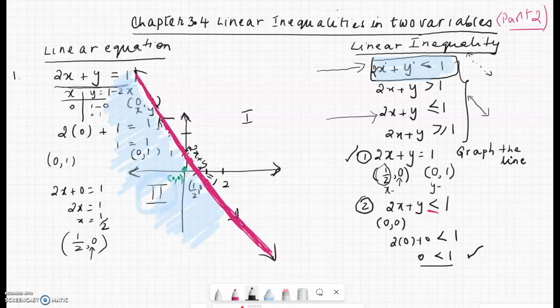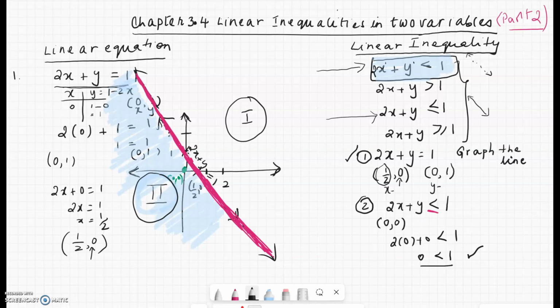And once you get 2 points, a minimum of 2 points is required to graph the straight line. And then, of course, I said that the straight line divides the entire coordinate system, the xy plane, into two parts, region 1 and region 2, with the boundary being the straight line. Now, if it's an inequality, we have to shade.